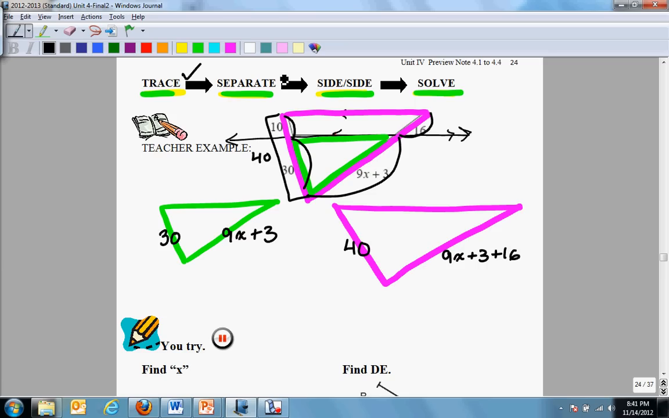So now we've traced, we've separated. Now we're going to make a side-to-side ratio and solve. Of course, everything boils down to a ratio, proportion. Now I'm going to go left to right, side over side: 30 over 40.